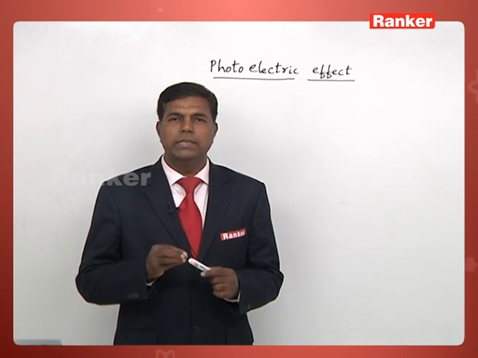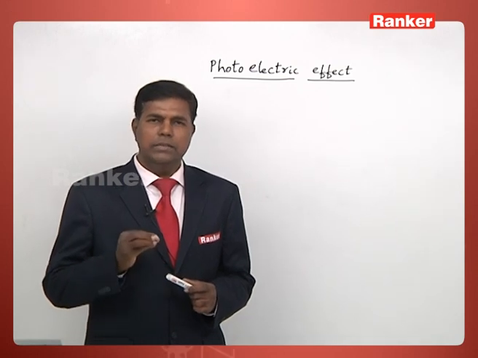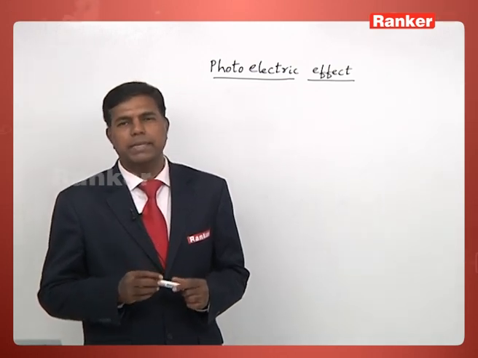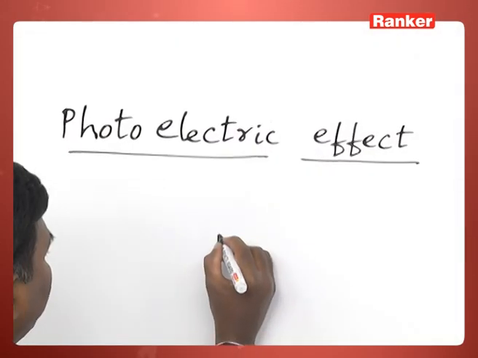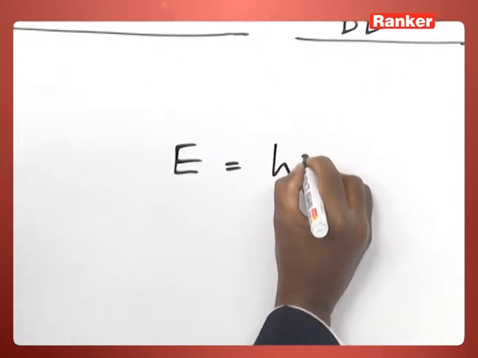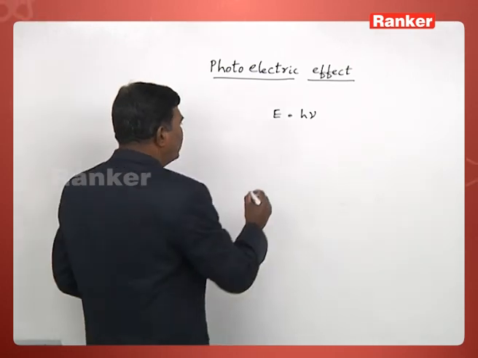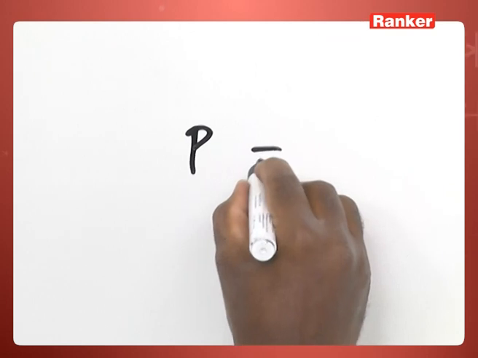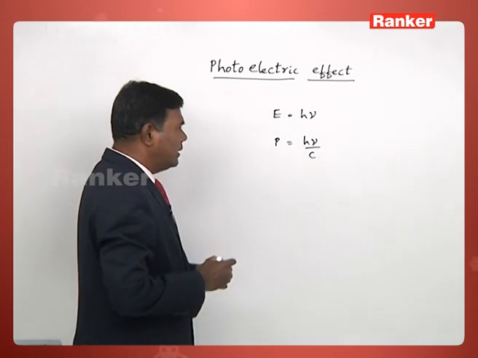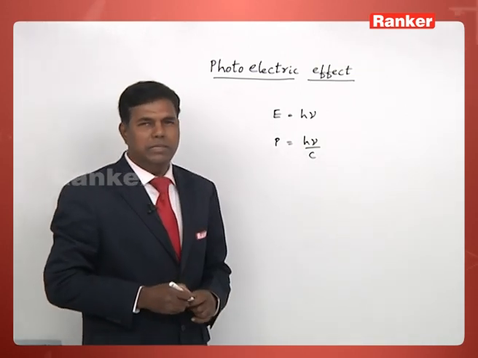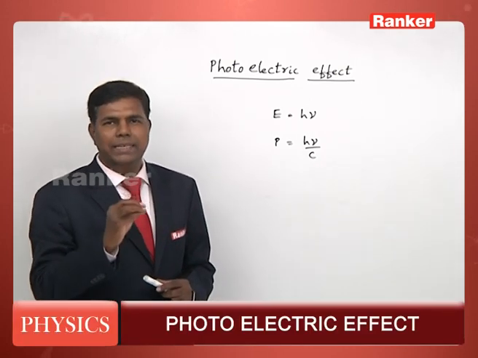Photoelectric effect provides an evidence for the particle nature of light radiation. That is, light radiation consists of a stream of particles called photons. The energy of each photon is equal to h nu. Nu stands for the frequency of the radiation. The momentum of a photon is given by h nu by c, where c is the velocity of light. Remember, energy and momentum are the properties of a particle. So, in this experiment, we treat light as a particle.